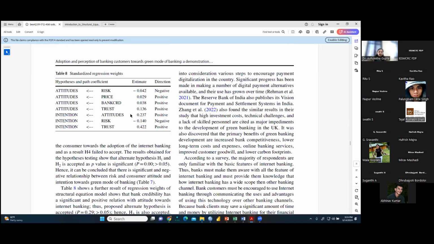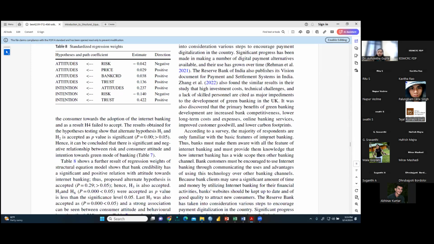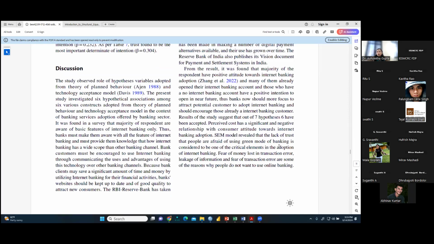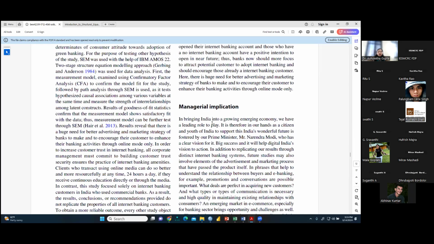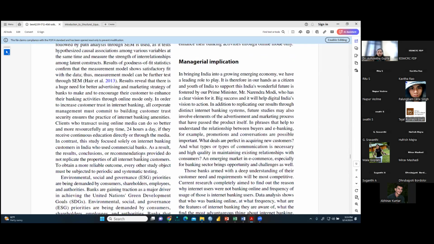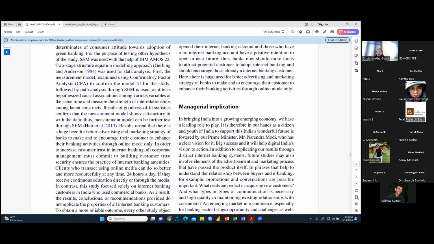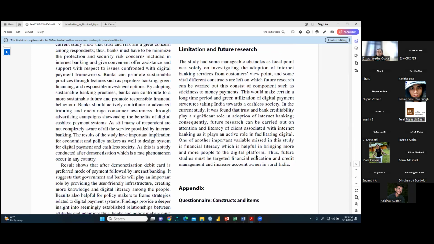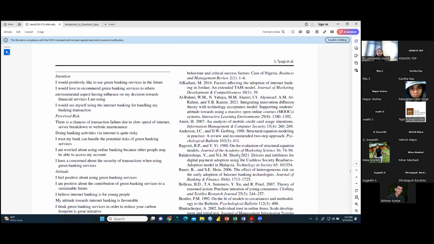Correct. Next we come to the standardized regression weights. You can see all these things. These are the positive ones. We will see them after running this structural equation modeling. Then finally, we are going to write the discussion, and in the discussion, finally, the conclusion. After that, you are going to write managerial implications, and finally limitations, future research and practical implications also.